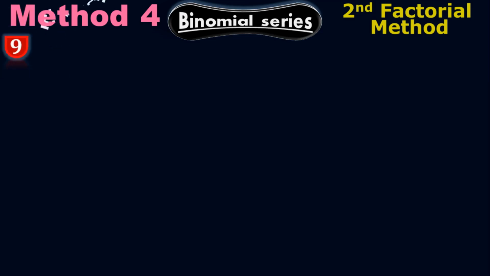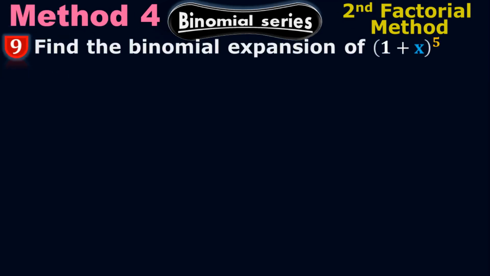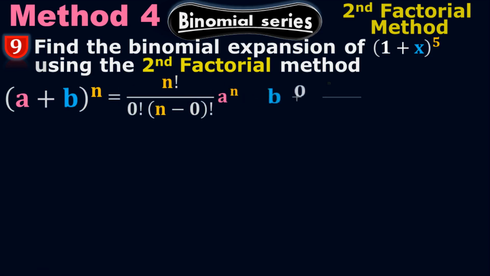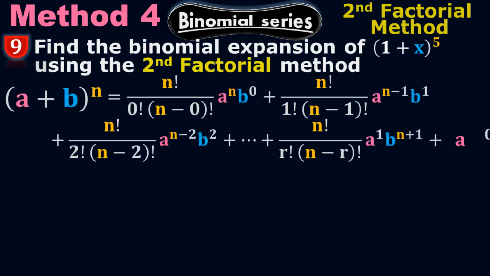Problem number 9. Find the binomial expansion of 1 plus x to the whole 5 using the second factorial method. According to the second factorial method, a plus b to the whole n equals to this expression. It is the second factorial method.